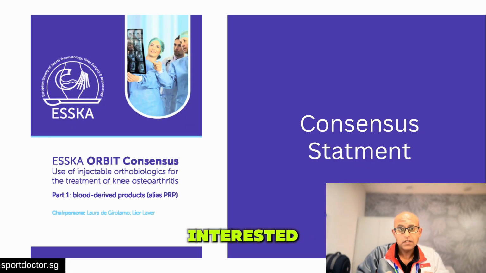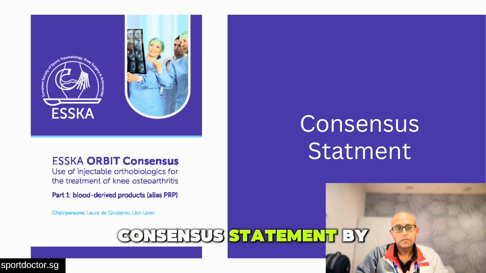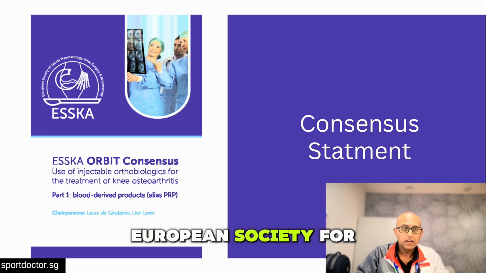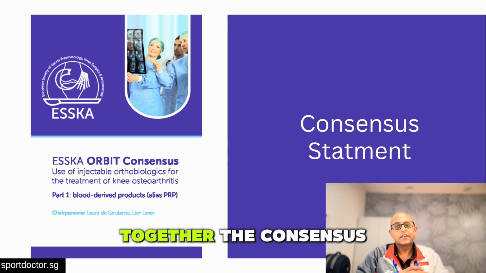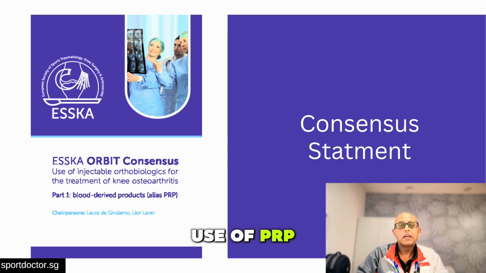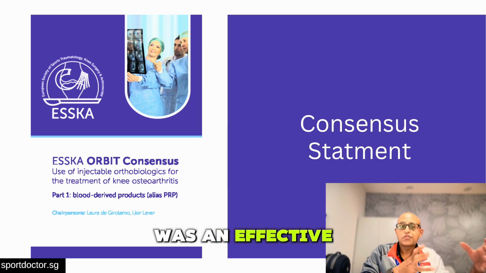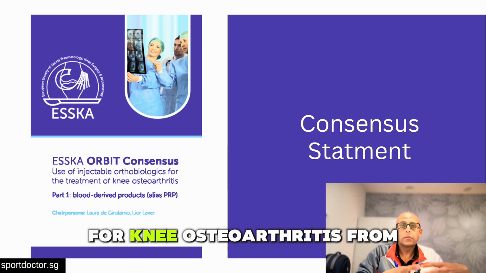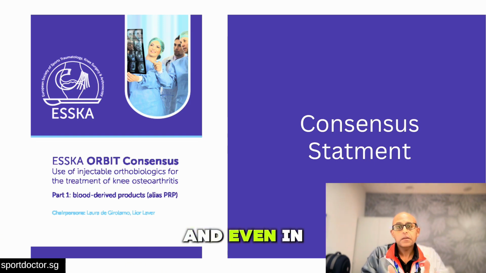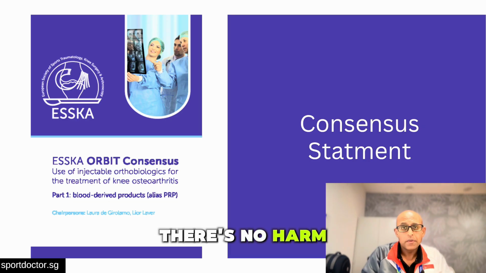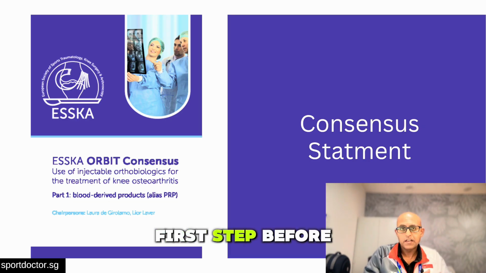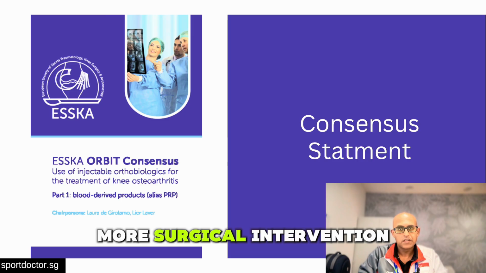For those of you who are interested, some years ago there was a consensus statement by ESSKA, which is the European Society for Sports Traumatology and Knee Surgery. They put together the consensus statement for the use of PRP in degenerative knee osteoarthritis. Their main conclusions were that PRP was an effective treatment for knee osteoarthritis from a symptomatic perspective. And even in patients with Kellgren-Lawrence stage 4 degenerative joint disease, there's no harm in trying PRP as a first step before going on to more surgical intervention.